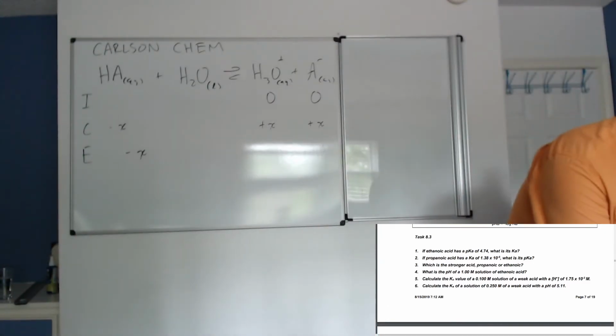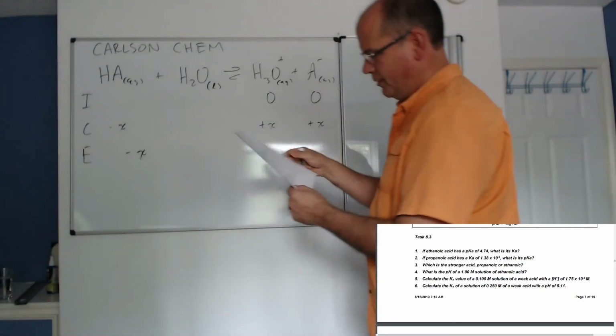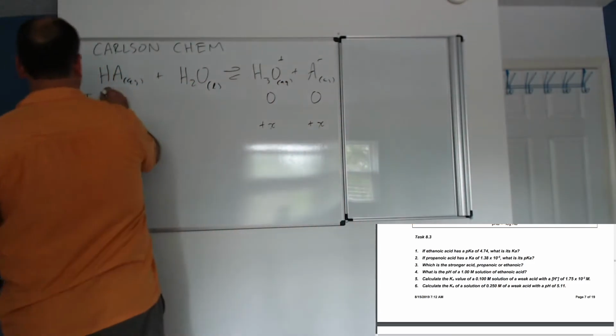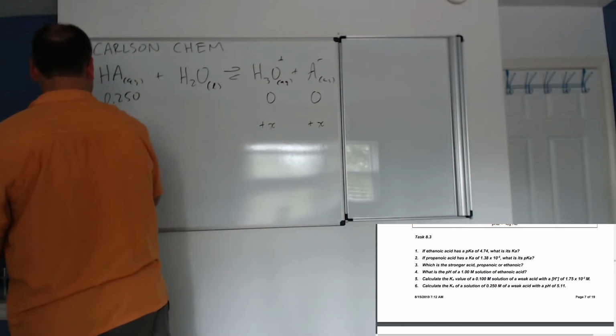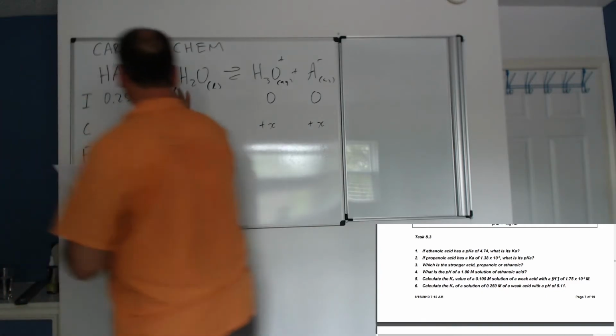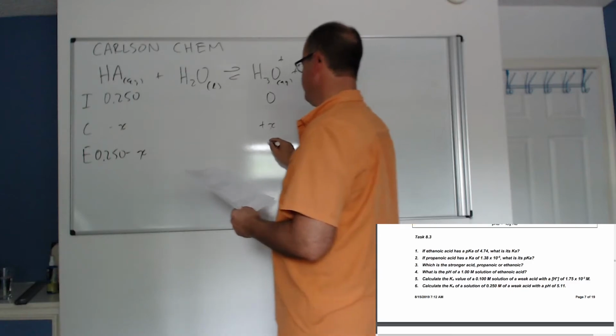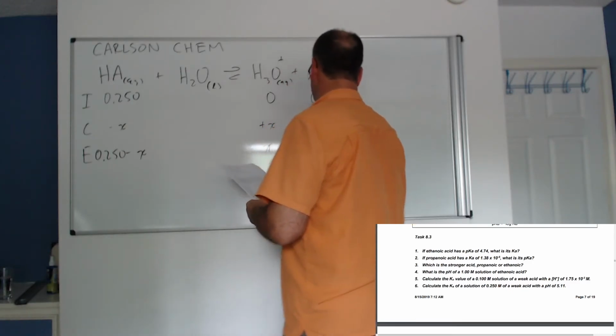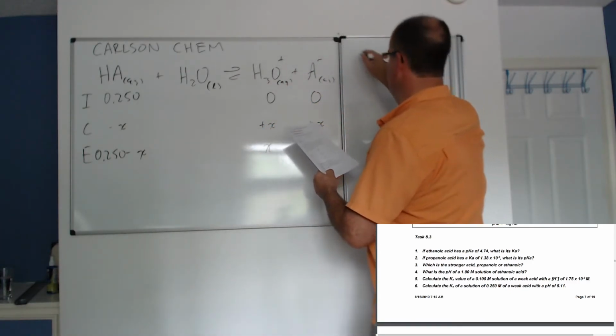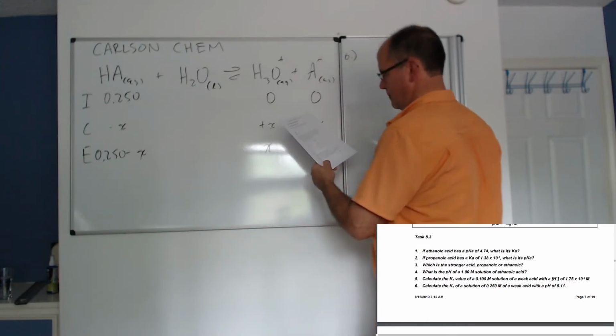So for number 6, we know that it's 0.25 molar. We know this is 0.25. Now you don't necessarily need to write all this out to solve these once you have more experience doing this. But number 6 looks like this.